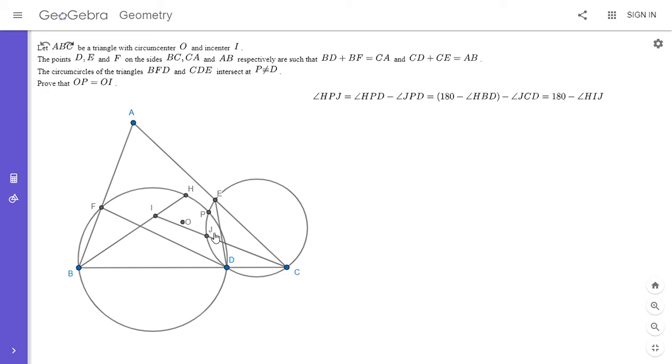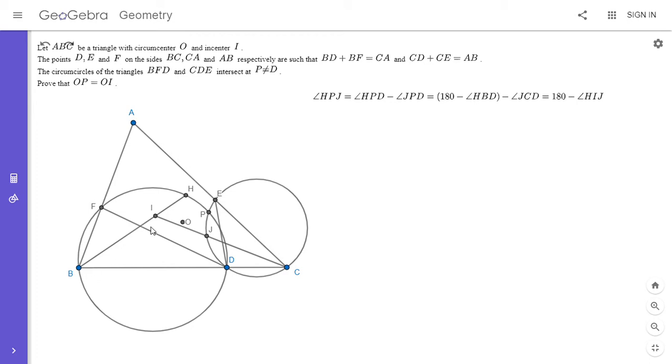Okay. So we have angle HPJ. It's equal to angle HPD minus angle JPD. And HPD is 180 minus HBD, because HBDP is cyclic. And then angle JPD is the same as angle JCD, because JECD is cyclic. And so we have 180 minus HBD minus JCD.